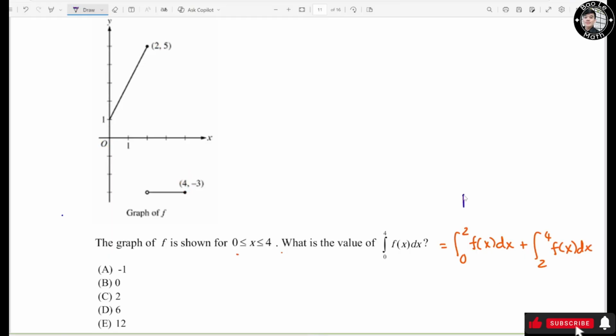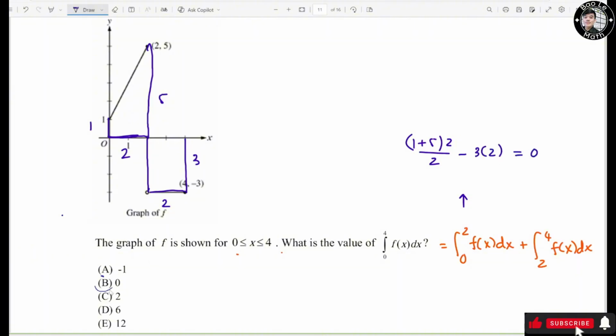The integral from 0 to 2 is actually the trapezoid right here. Base 1 is 1, base 2 is 5, the height right here is 2. Since this one is above the axis, it's going to be positive, so it will be (1 plus 5) times 2 divided by 2. The second one is going to be the rectangle right here. The length is 3, the width is 2, and since this one is below the axis, it will be negative, so subtract 3 times 2, which is going to be 0. The answer must be B.